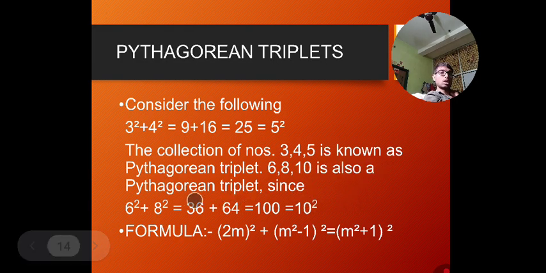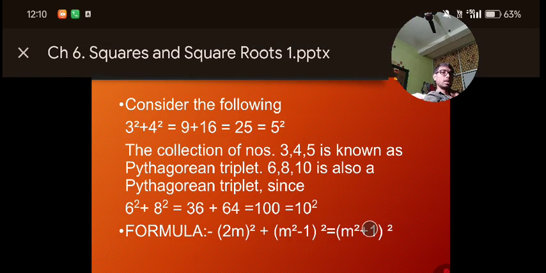6, 8, 10 is also a Pythagorean triplet, since 6 squared plus 8 squared is equal to 36 plus 64, which is 100, and 100 can be written as 10 raised to power 2. Formula: 2m, m squared plus 1. Here you will have to apply algebraic identities.